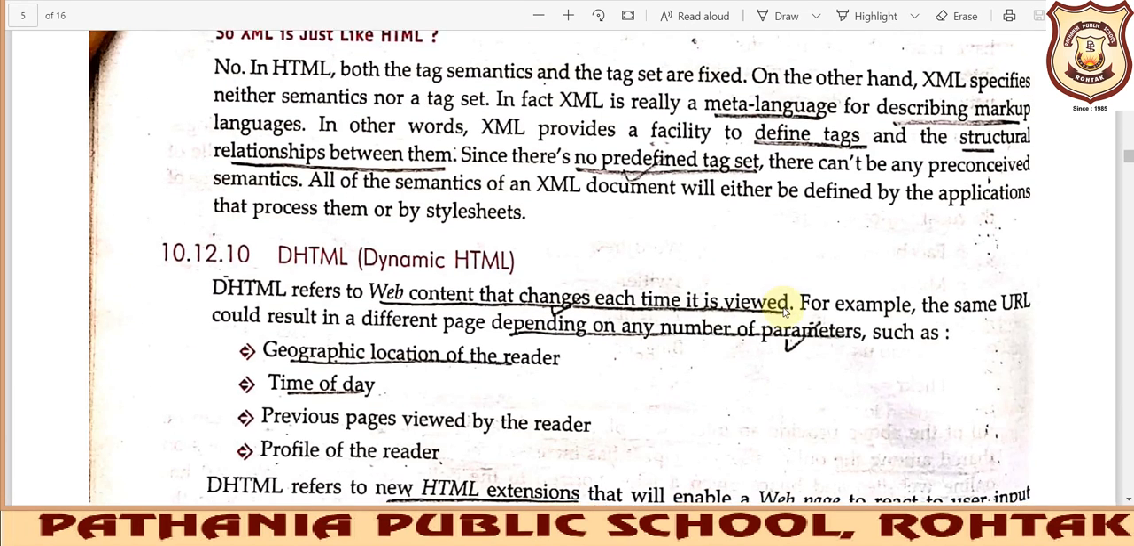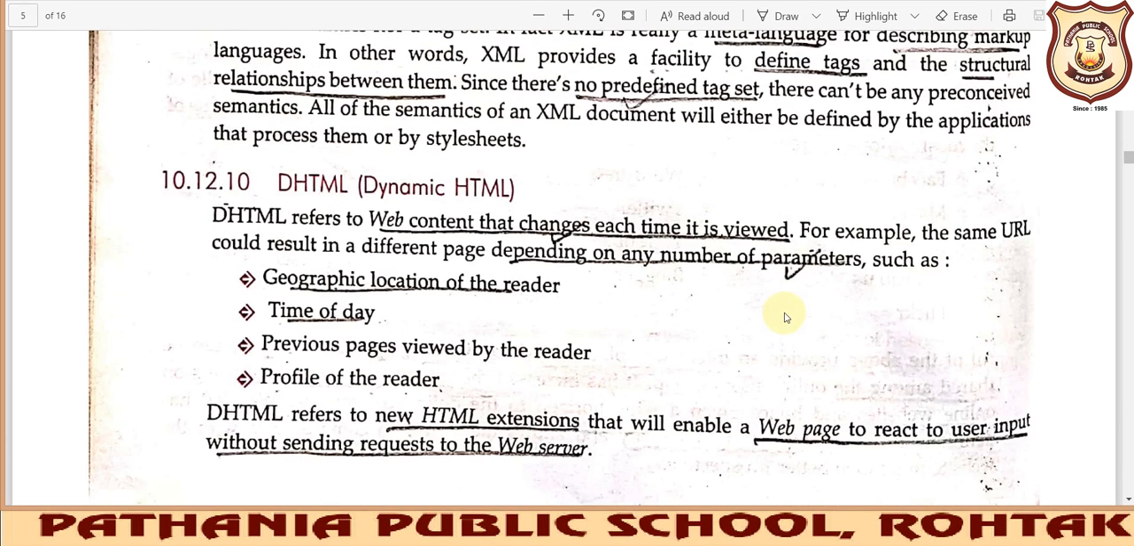Next comes dynamic HTML, which is also abbreviated as DHTML. It refers to web contents that change each time they are viewed, like how many users are visiting a website.